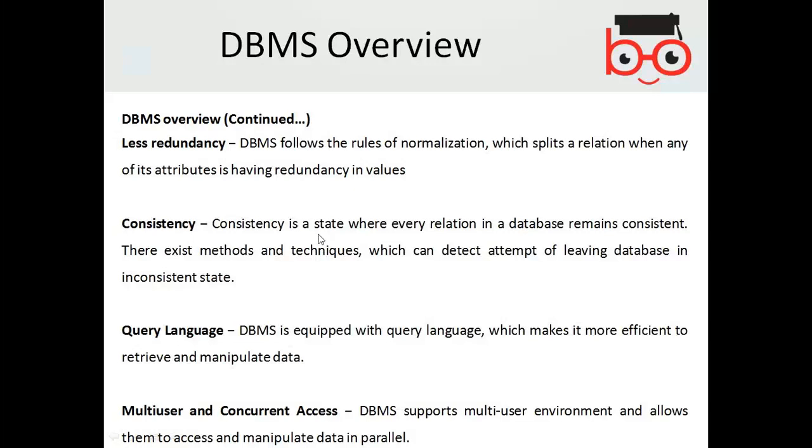Consistency is the state where every relation in a database remains consistent. There exist methods and techniques which can detect attempts of leaving the database in an inconsistent state. So consistency basically gives you a permanent state of the database, and whatever you retrieve or whatever you save, it gives you a consistent state. Once you store the data, it becomes consistent.